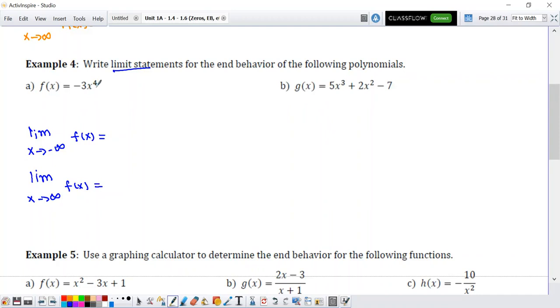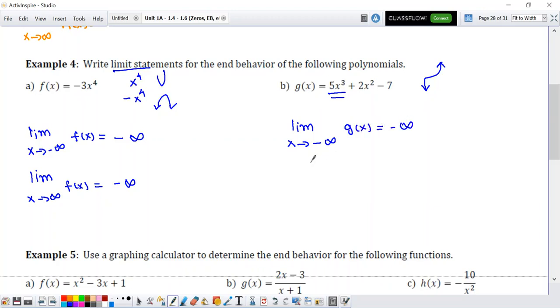Okay, so now let's visualize even degree. So x to the 4 is this, negative sign is this, which means both ends are negative infinity. Let's try one more. Cube. Cubic functions are this. So limit x arrow negative infinity, g of x is going down. Limit x goes to positive infinity, g of x goes up.